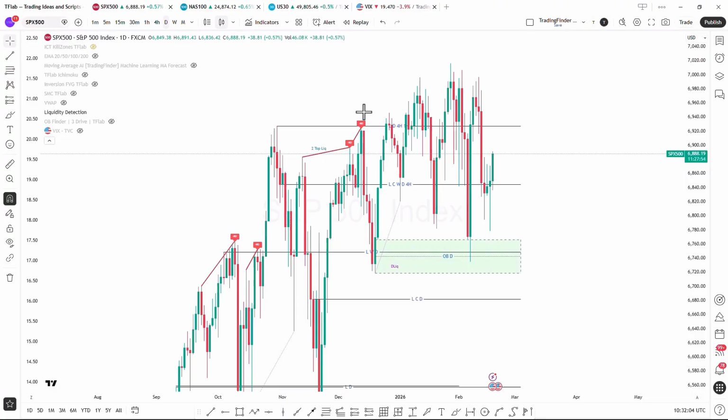Hello and good day. This is the daily analysis of the S&P 500, Nasdaq, and Dow Jones indices for February 18th. As predicted, the price moved downward, and after collecting liquidity on the sell side, it returned inside the previous candle.